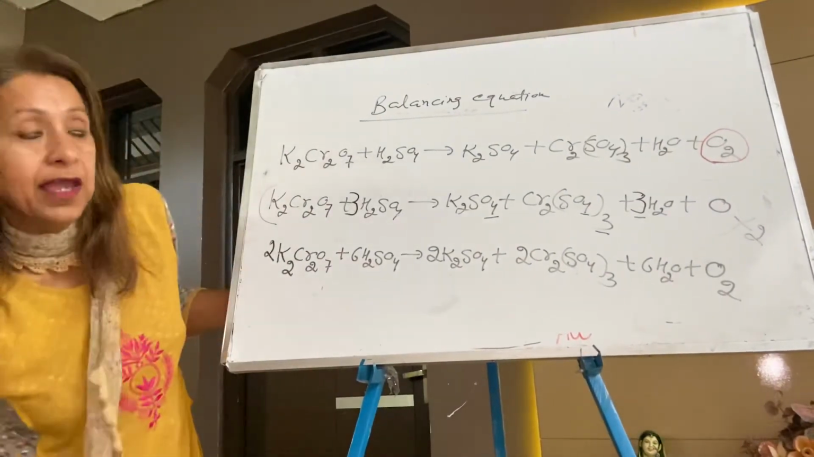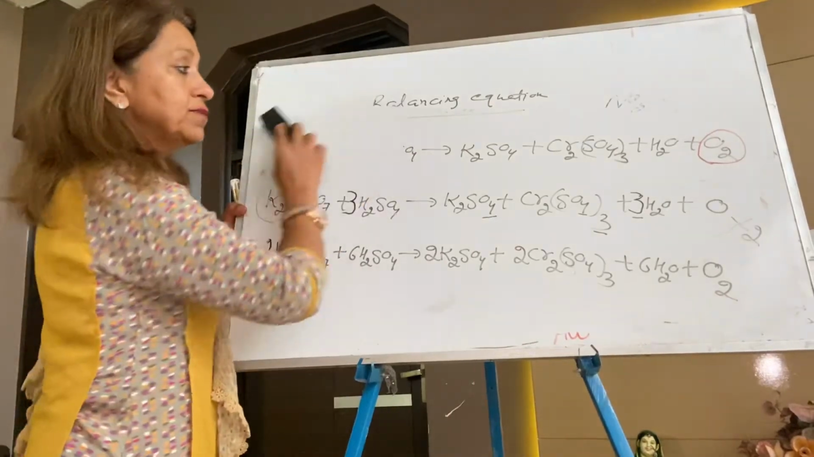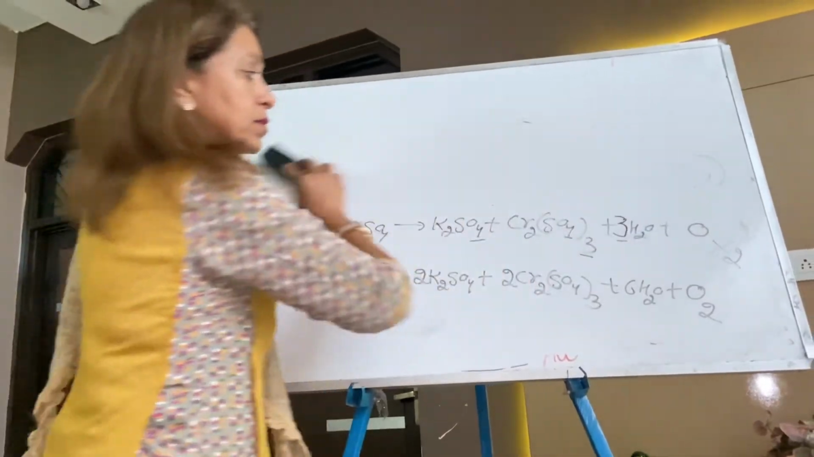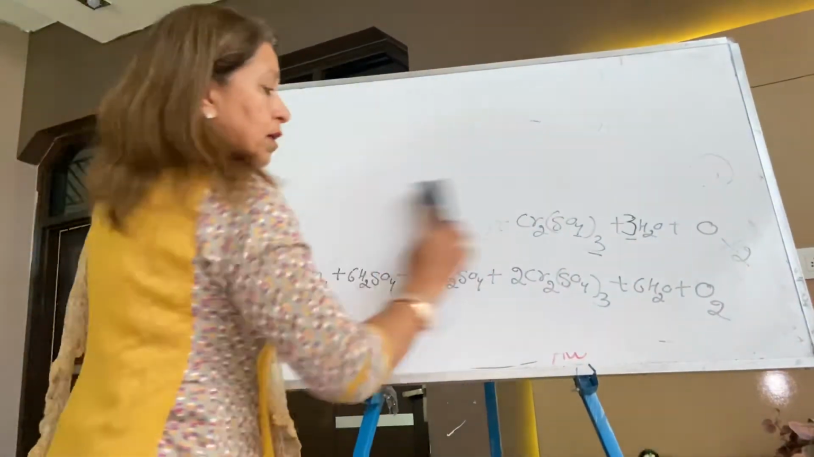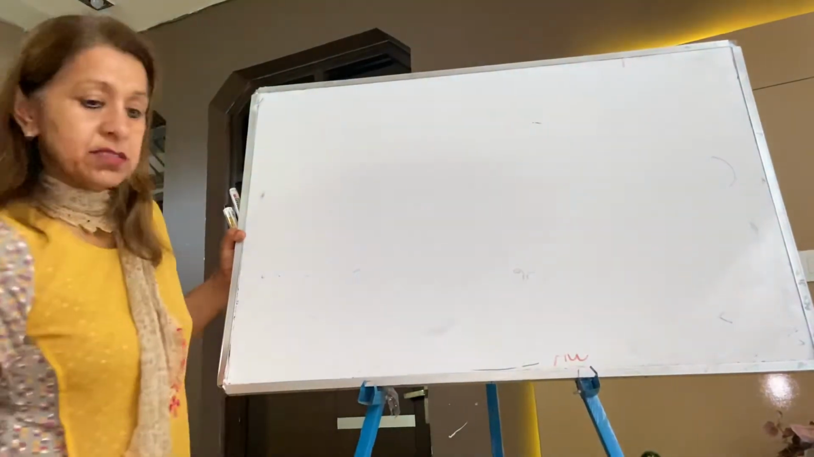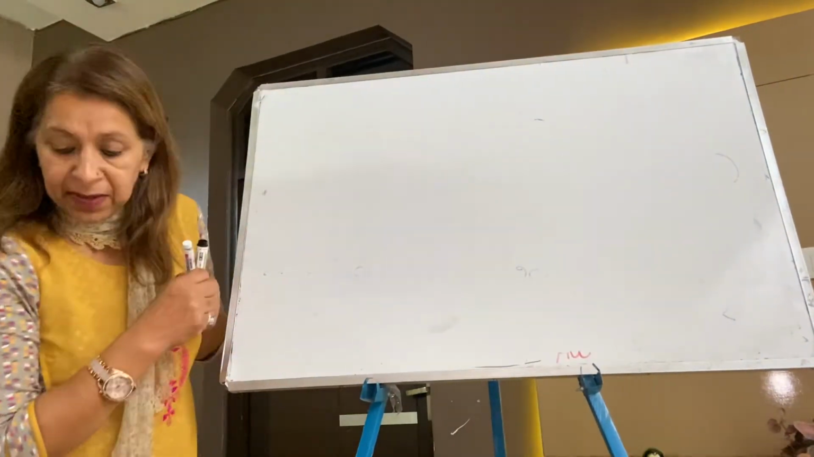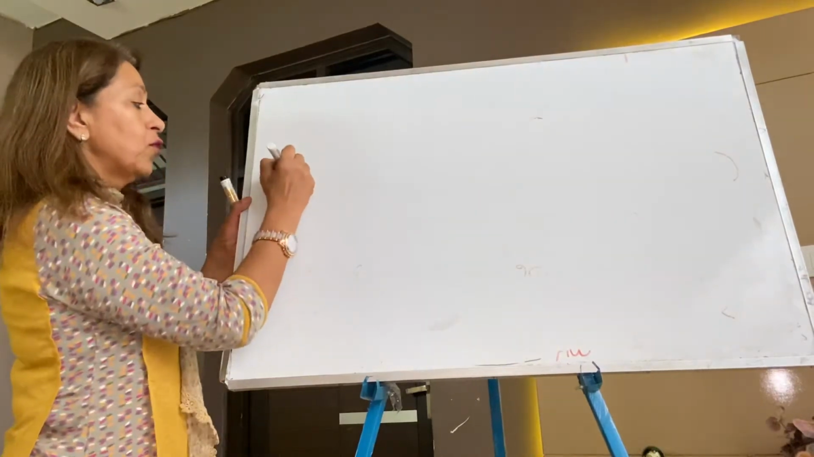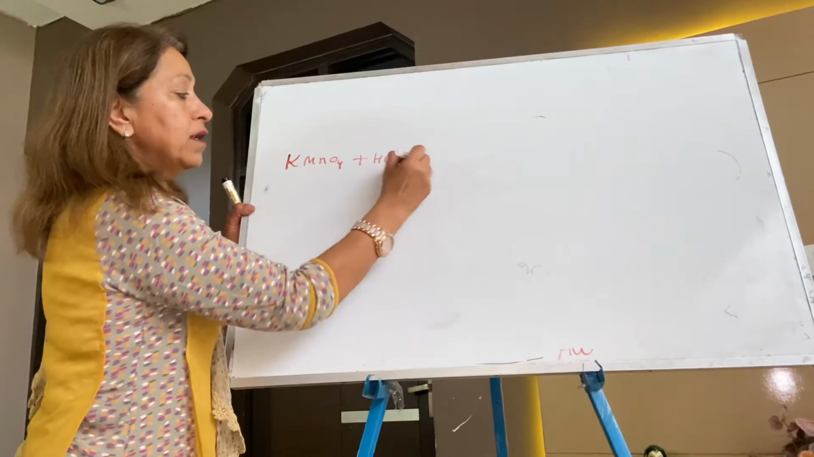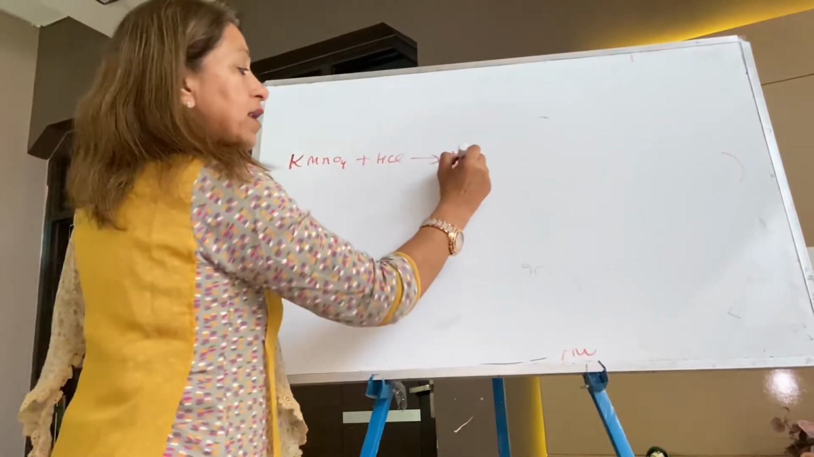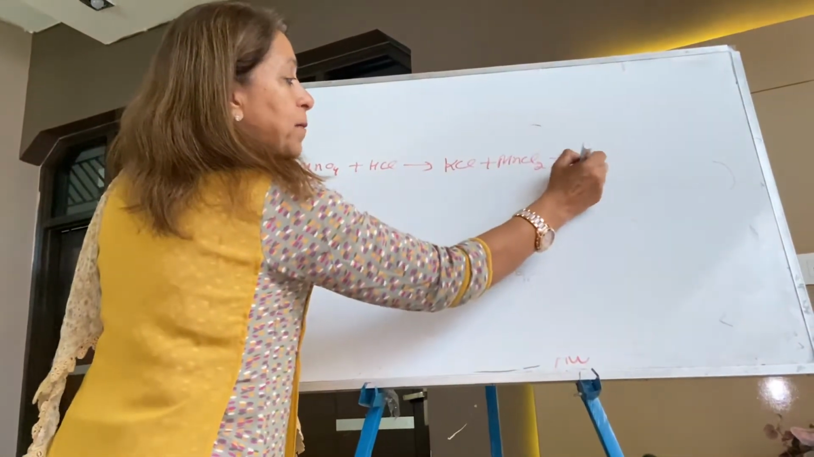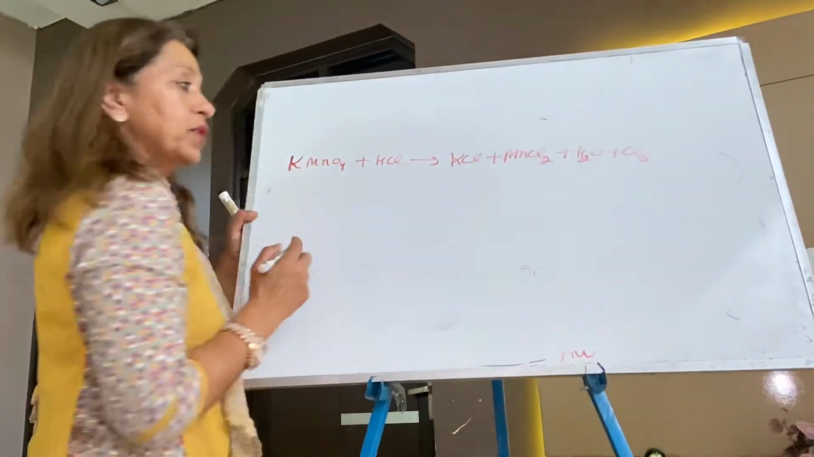I am taking one more equation. So this is the best way. You make the molecule into atom first. Only that which one is a simple? Write down KMnO4 plus HCl, arrow KCl plus MnCl2 plus water plus Cl2.